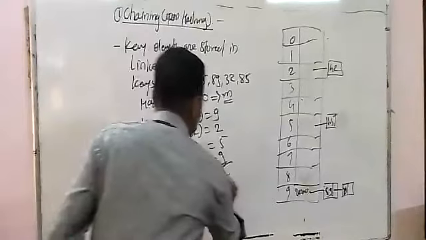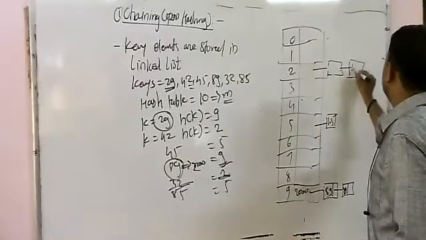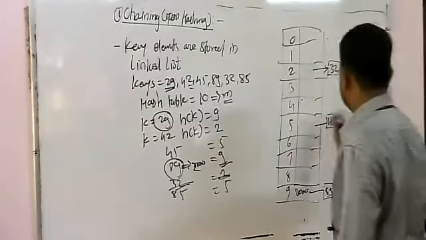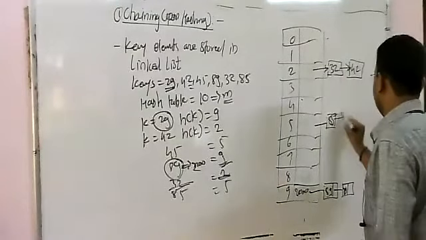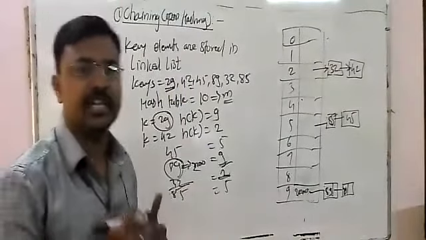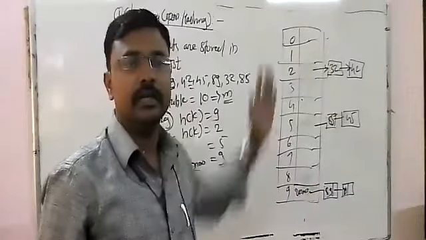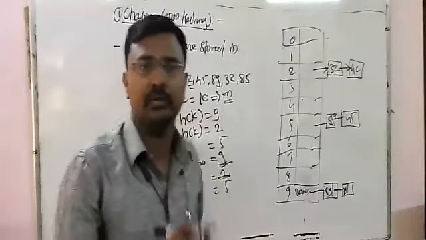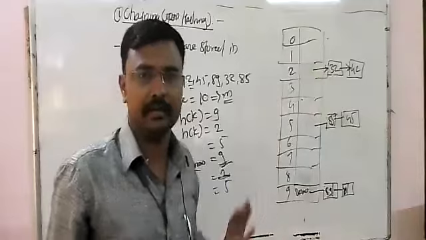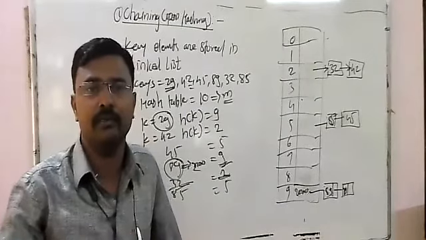Similarly, here 32, then 42 is shifted to right. And here 32 will be inserted. Again, 85, then 85, and then 45. Like this, we are making a chain. Means elements are stored into the linked list. See, now you can insert number of elements at same index. You can store number of elements at same index. There is no problem of collision.